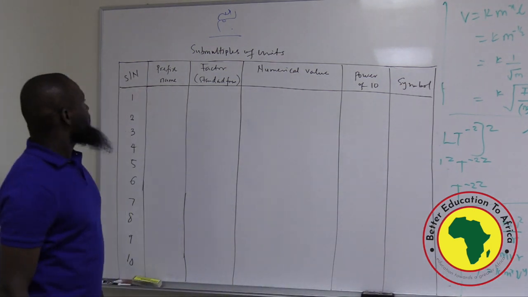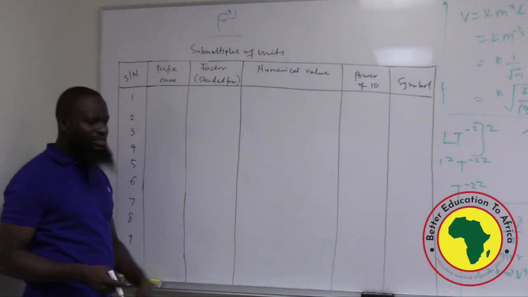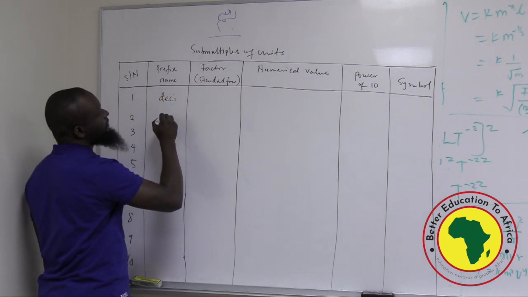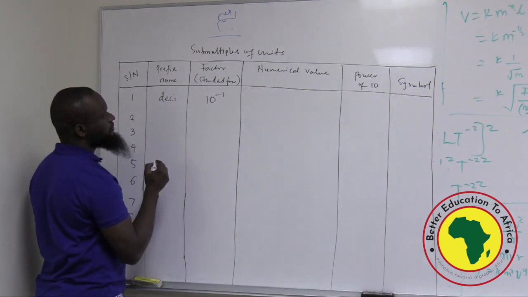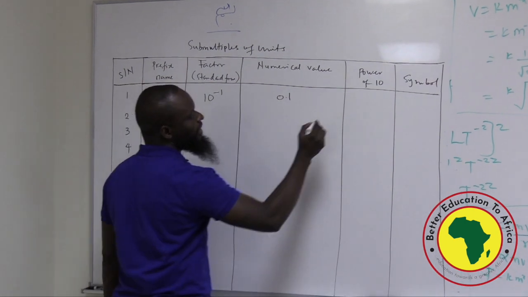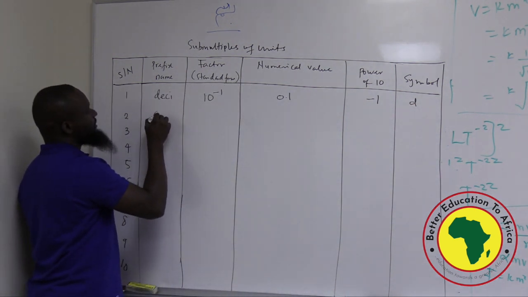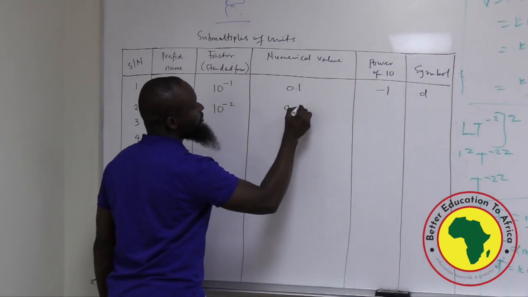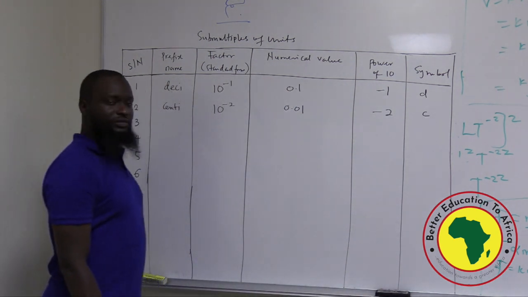So the submultiples of units mean smaller units. When I want to measure small scales, we use these. The first one is called deci. Deci is 10 to the minus 1. It means 0.1. The power of 10 is minus 1. The symbol is d. Centi is 10 to the minus 2, 0.01. The power of 10 is minus 2, symbol small c.